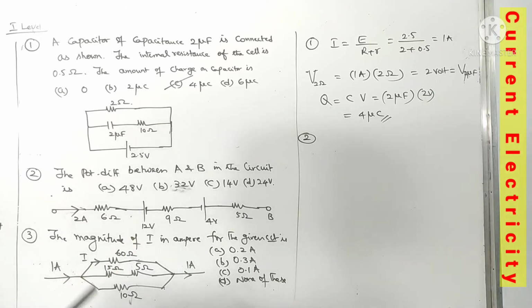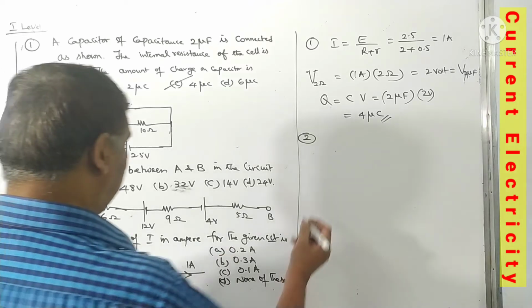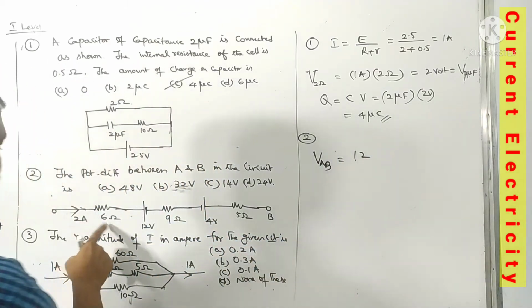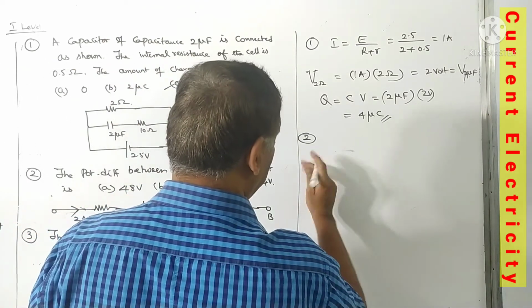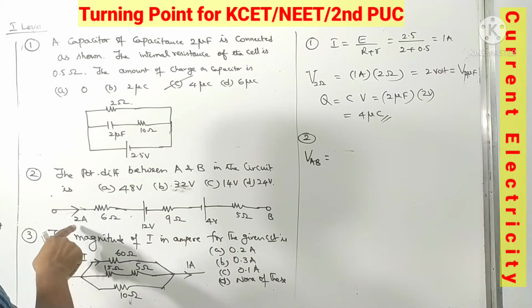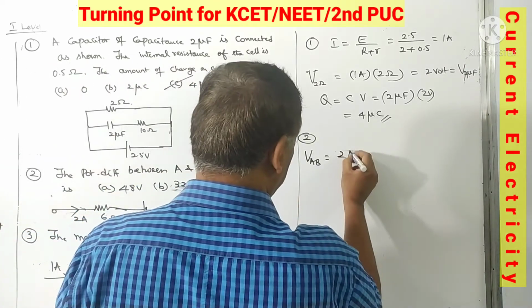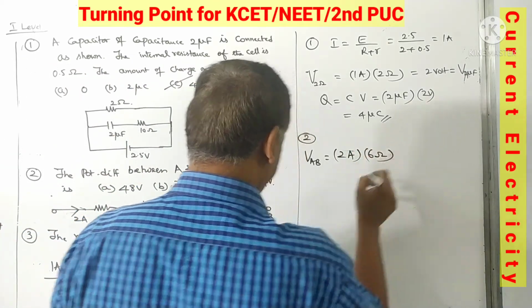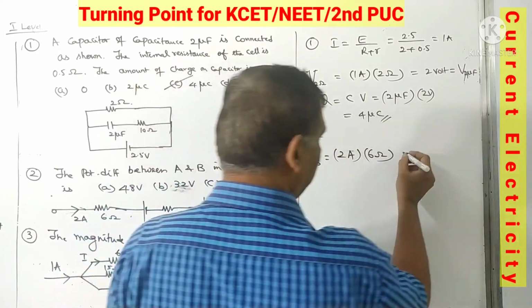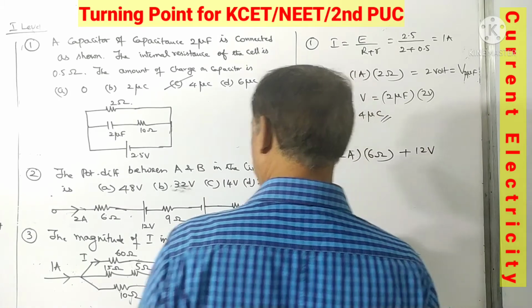If I apply this sign convention for the second question, 2 ampere is flowing through the 6 ohm. Therefore, here the potential difference is 12 volt, 2 into 6. So I write V_AB, the potential difference across A and B. This is 12 volt, 2 ampere into 6 ohm, is the first one. Next one, this is also a plus. We are going from positive terminal to negative terminal through the cell. That is also 12 volt.